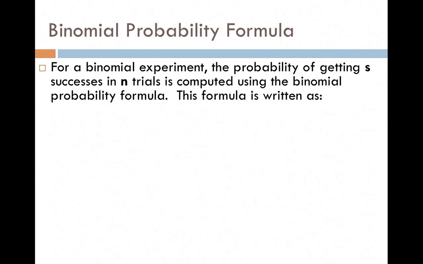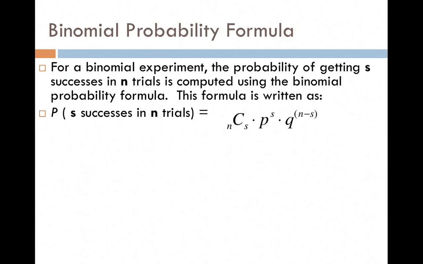So for a binomial experiment, the probability of getting S successes, S meaning a number of successes, in N trials is computed using the binomial probability formula. And here's our formula. We have N C S times P raised to the S power times Q raised to the N minus S power.